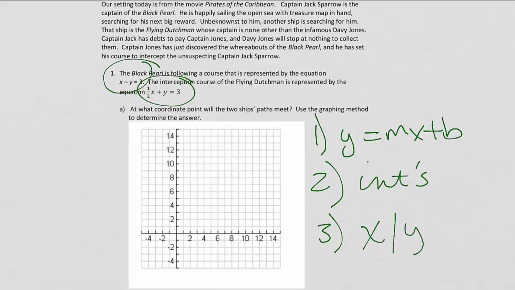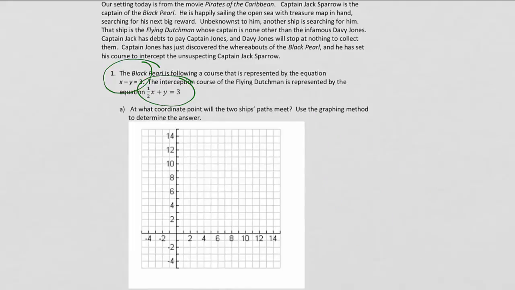If you choose to make an xy table, then for this equation right here, choose values of x that will simplify that fraction. For example, don't choose -1, 0, and 1, because then you're going to be plotting fractions unnecessarily. Instead, choose maybe -2, 0, and 2, or 0, 2, and 4, something like that.